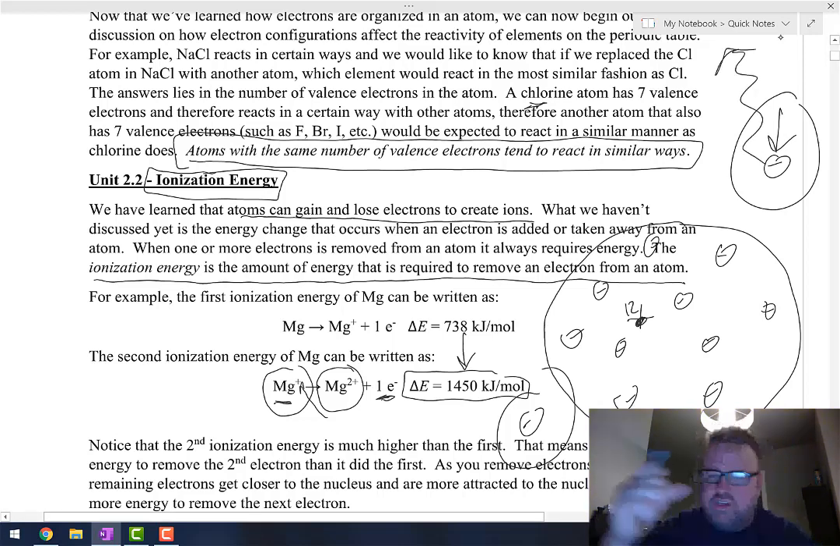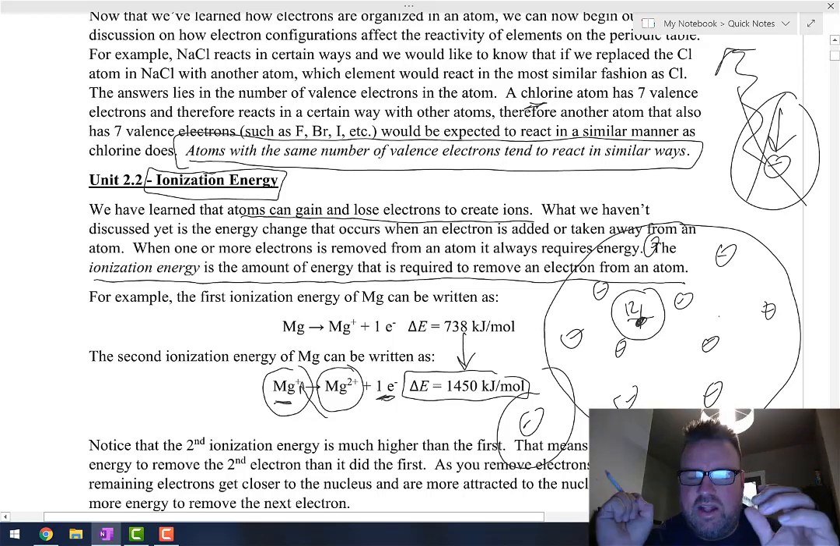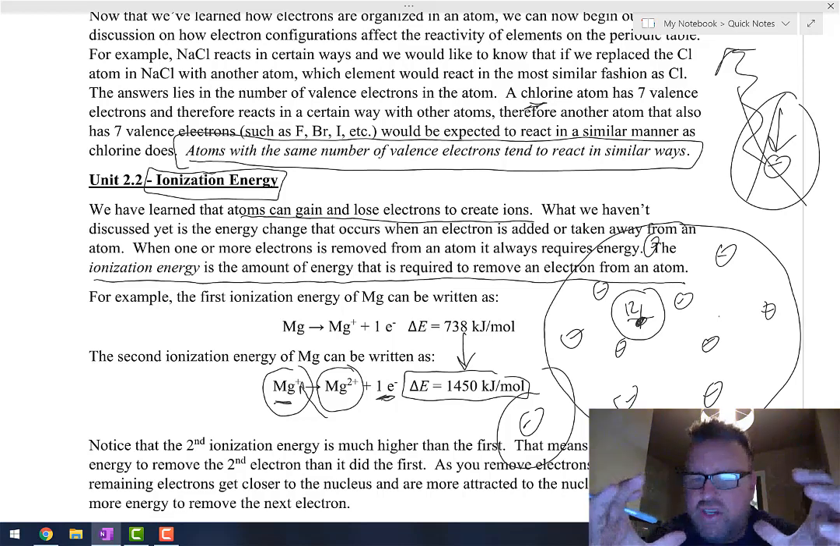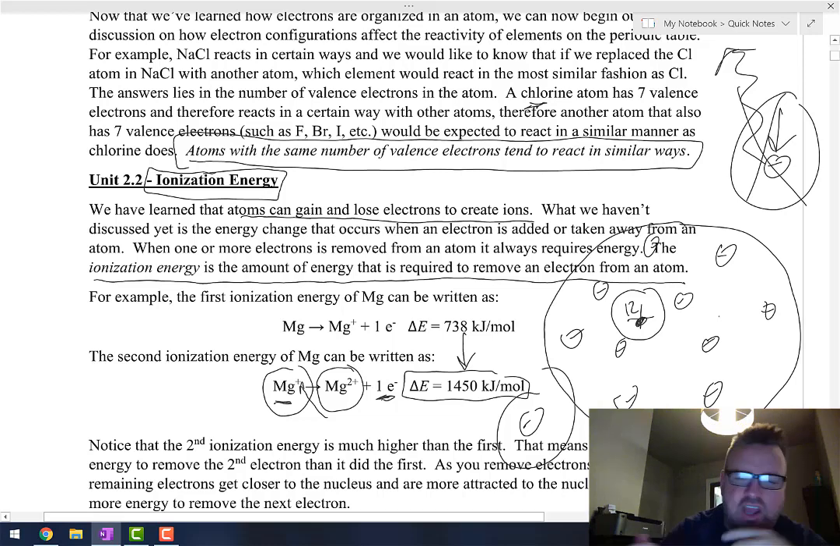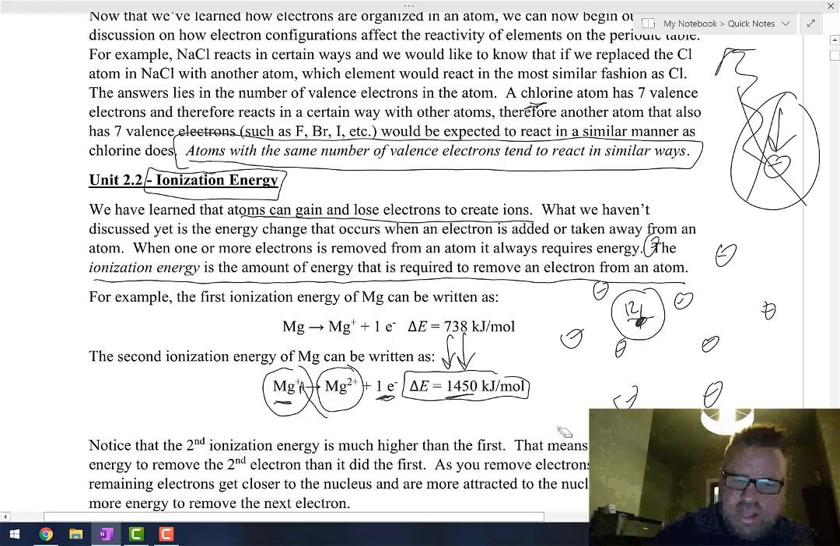Now it took some energy, and that electron is now gone. There's still the same number of protons here, but now there's only 11 electrons to attract instead of 12. Every time you take an electron away, the electrons that are left feel a little bit stronger attraction to the nucleus because there's now less electrons to attract. So every time you take one away, you're going to see this increase in ionization energy, and that's going to cause it to require more energy to take the next one away.